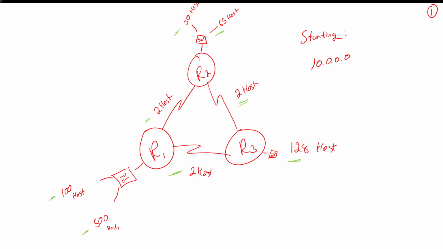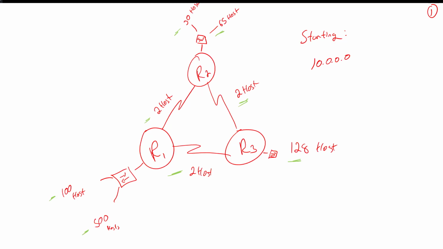All right, so step one, first thing we want to do is rank. I'm going to go page by page, just breaking out the problem. So again, here I'm going to change my pen back to red. Page 2, we're going to rank our addresses. So we have 8 of them. We're going to rank them greatest to least. So 500, 128, 100, 65, 30, 2, 2, and 2. So step 1, rank them greatest to least.